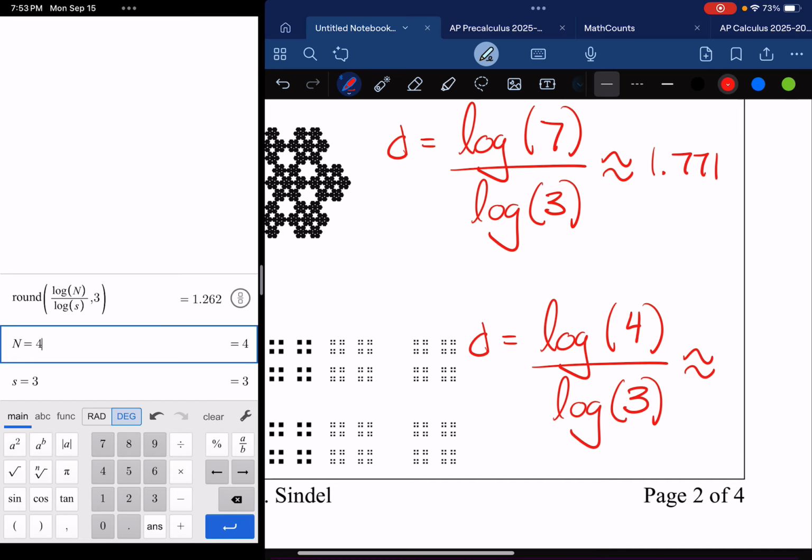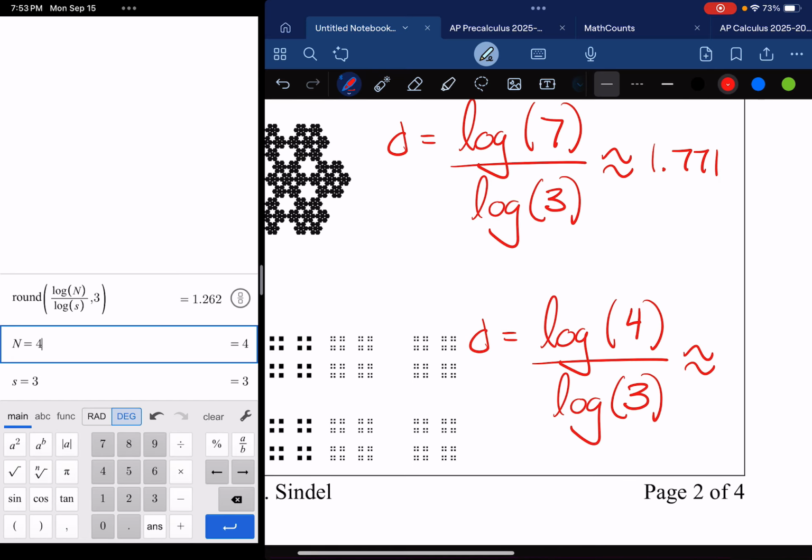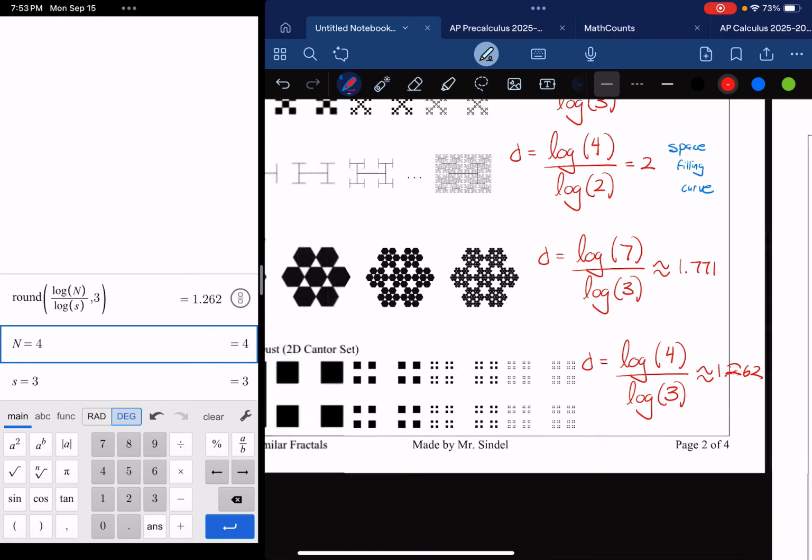Look how close to a line that is. It's not even close to area at all. It's 1.262.